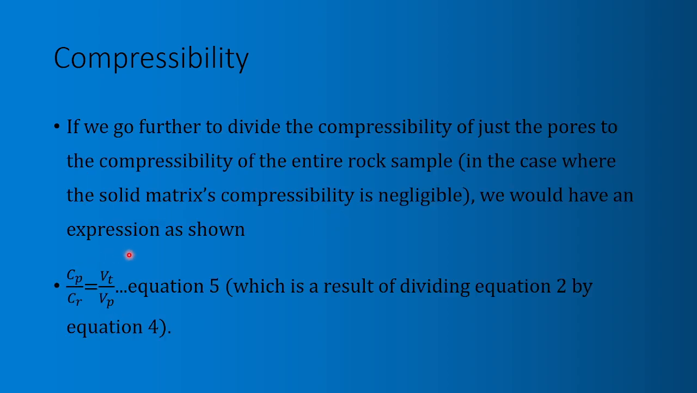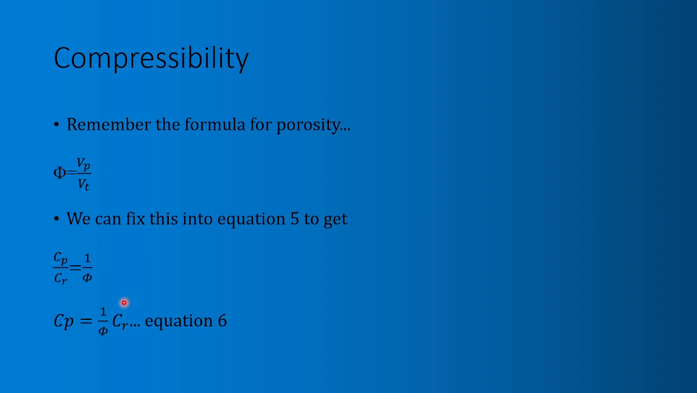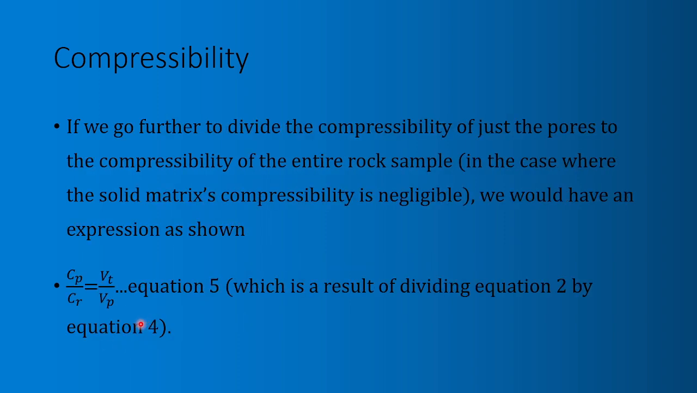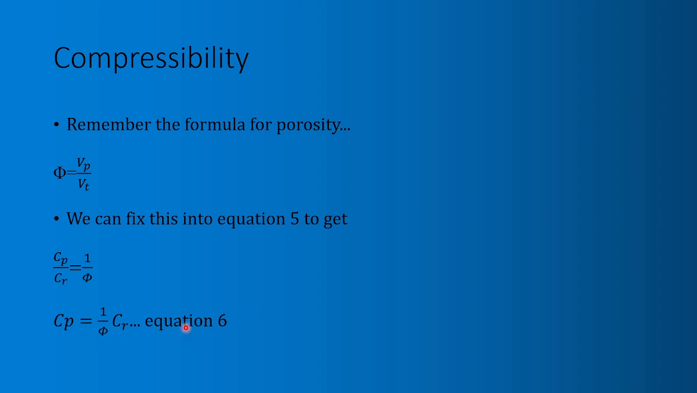So we were saying that for Cr, once again, in this situation, we're saying that the compressibility of the solid matrix is very negligible, but we are doing this as per the total volume, not as per the volume of just the pores. So that's the difference between the Cr and the Cp. And when we divide the two of them, we end up with equation 6, which we would use later on.